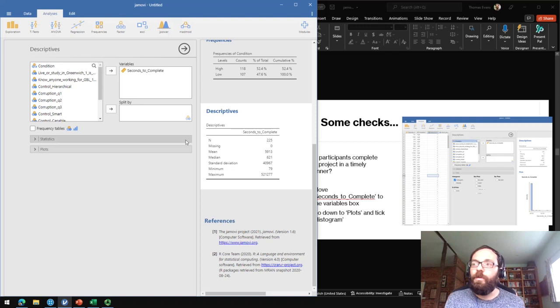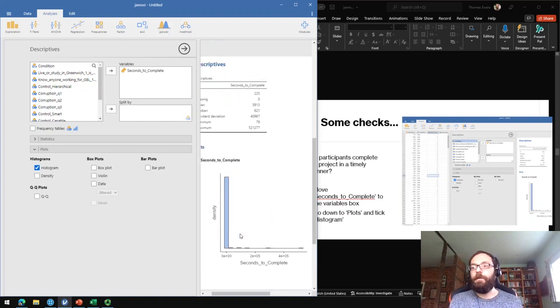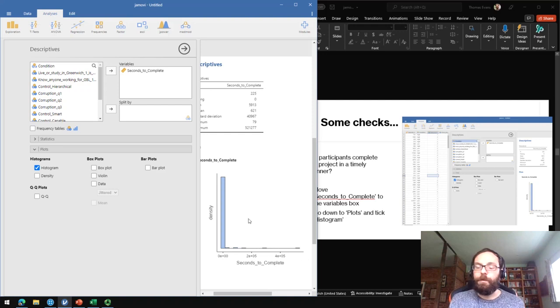And then to visualize this, it's very simple. We're just going to go down to plots and we'll ask for a histogram. And so you'll be able to see, because the numbers are so big, it looks slightly distorted, but you'll be able to see that the vast majority of participants completed the study in a very short, reasonable amount of time.